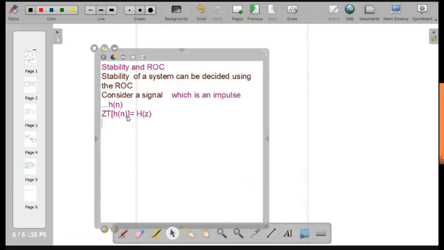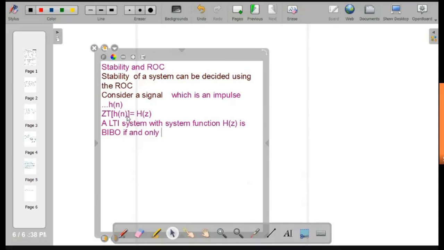So I will just define the stability. An LTI system with system function, that is the response system function H of Z, is bounded input, bounded output if and only if the ROC for H contains the unit circle. This is very important.